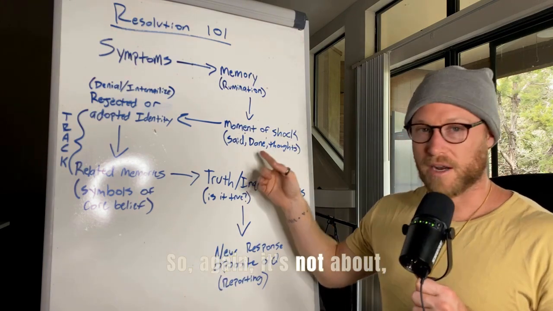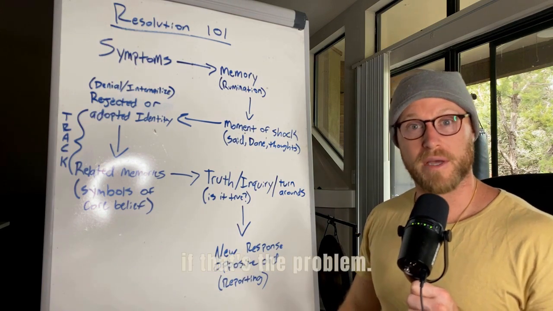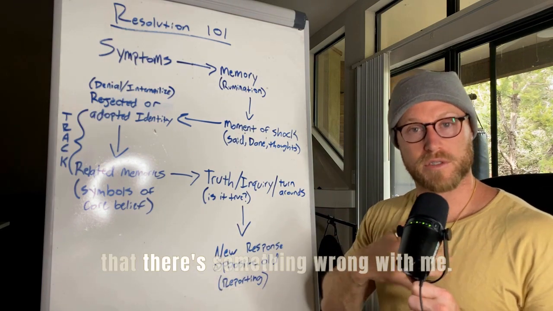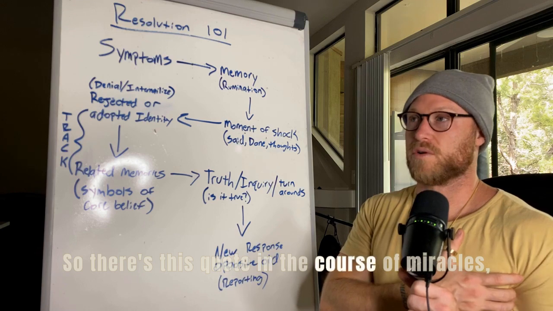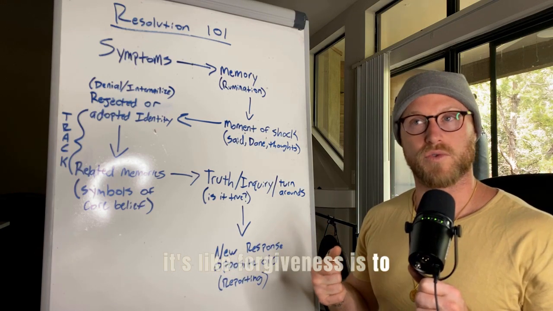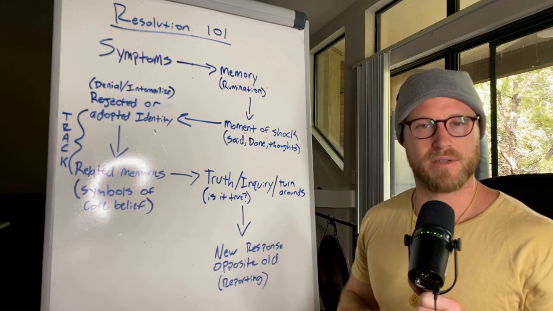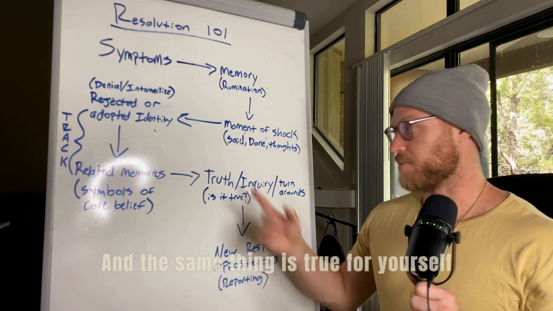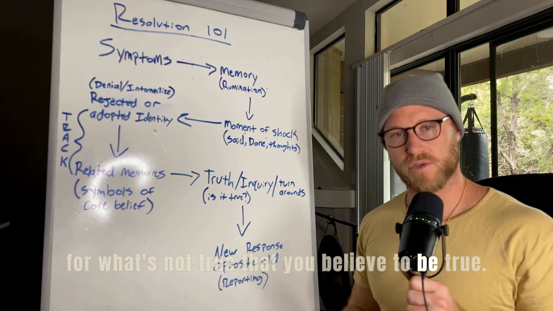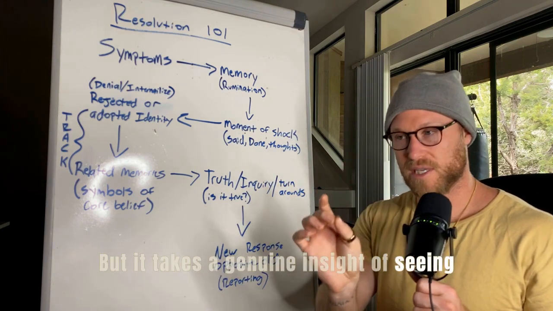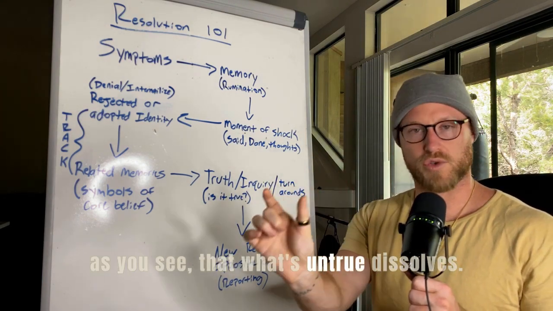So again, it's not about, there's this problem and I need to figure out how to solve it and change myself. It's actually, let me question if that's the problem. If anything, the problem is the belief in the problem, that there's something wrong with me. That's the problem. So there's this quote in A Course in Miracles. It's like, forgiveness is to forgive others for what they did not do. And the same thing is true for yourself, to forgive yourself for what's not true that you believe to be true. But it takes a genuine insight of seeing what's true, and then as you see that, what's untrue dissolves.